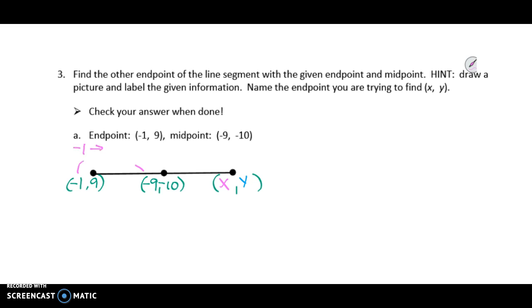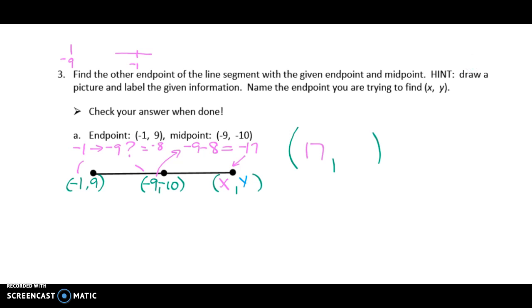How did I get from a negative 1 to a negative 9? Well, think about a number line. Think about where those are. Somewhere back here in the negative 9. How far back? It's back 8 units. So now what I do is I start at my negative 9, go back another 8 units. How far is that now? Now we're at negative 17. That is my X. So that's going to be the X on my endpoint.